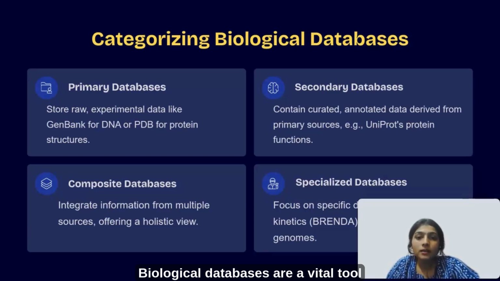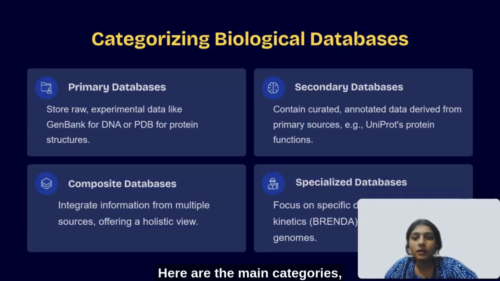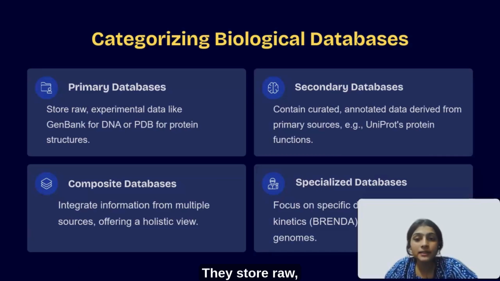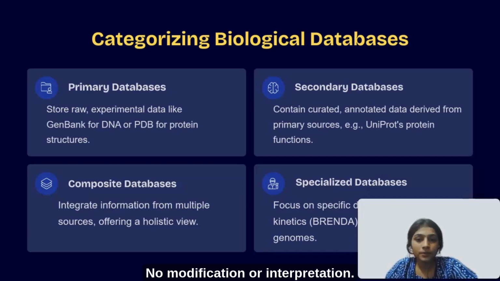Biological databases are vital tools for research, storing vast amounts of information in a structured, easily searchable format. Here are the main categories, each with real-world examples of what makes them unique. First is primary databases. They store raw, experimentally derived data directly from laboratory research. No modification or interpretation. Examples are GenBank, EMBL, and so on.